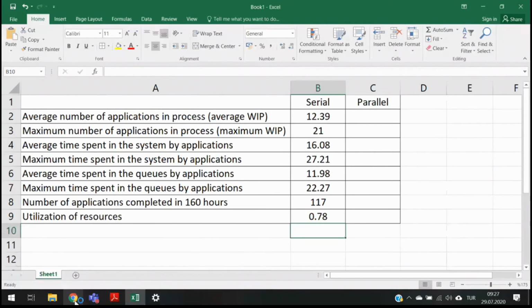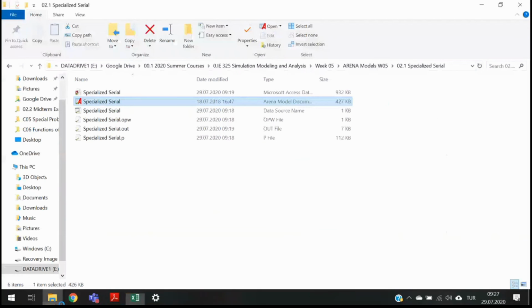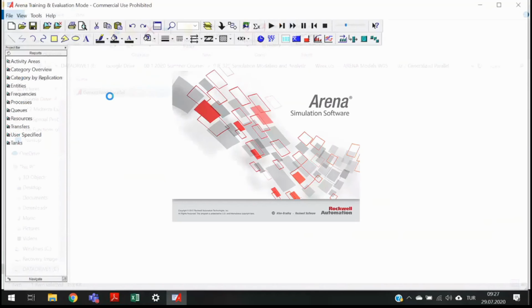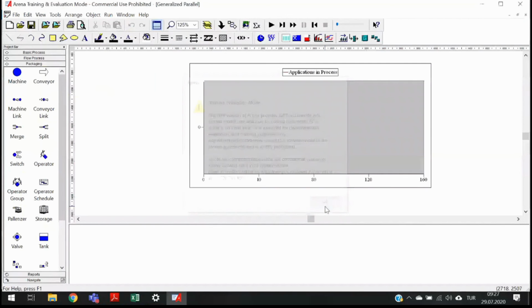Unfortunately the simulation model has terminated. There is a problem. Maybe I need to reinstall Arena. So let's check my prepared model. There is only one more thing that I need to add here actually.